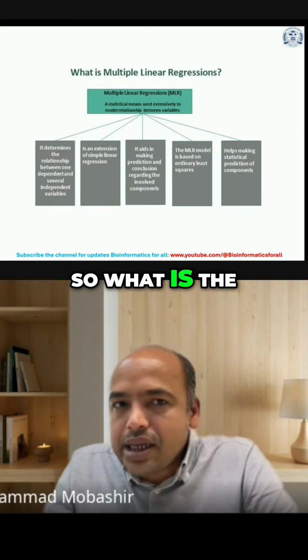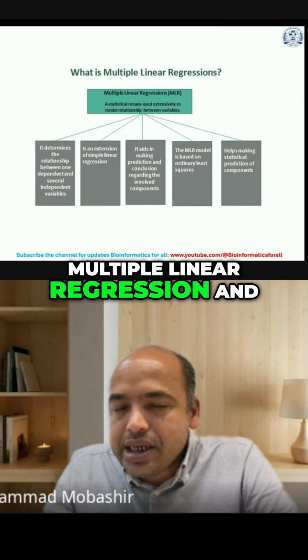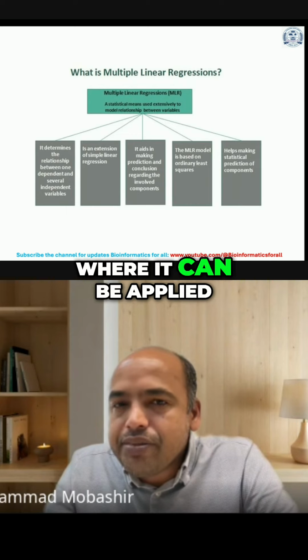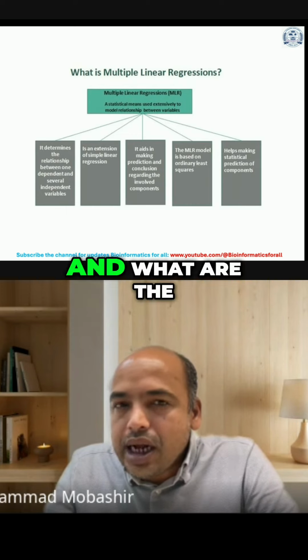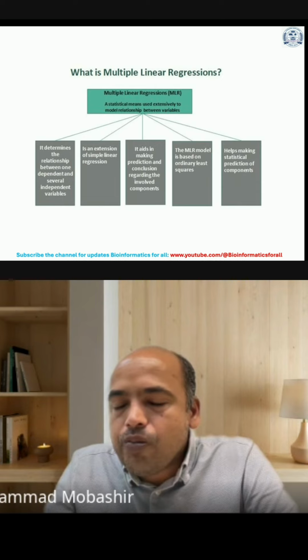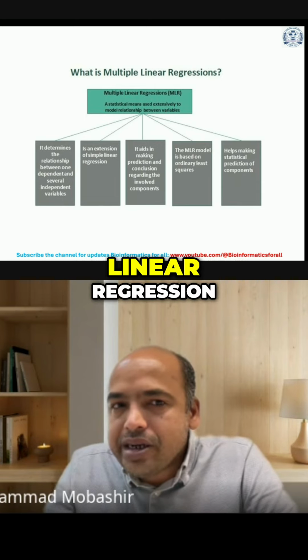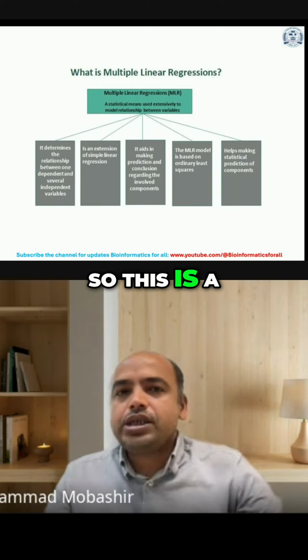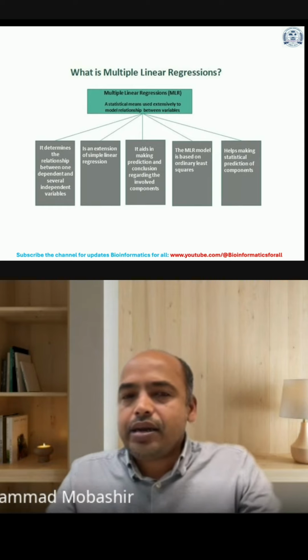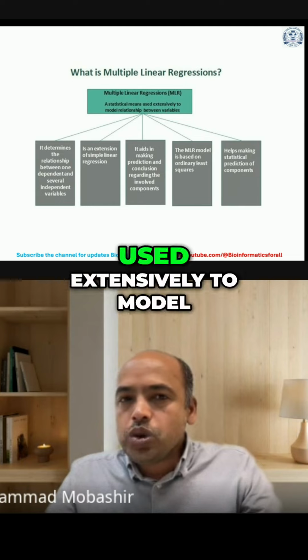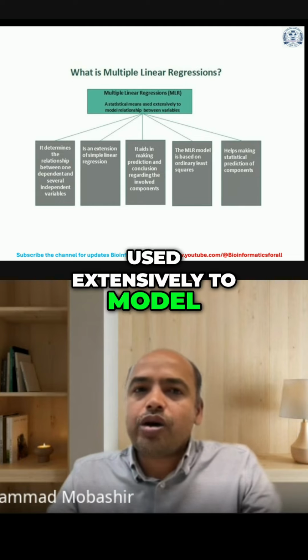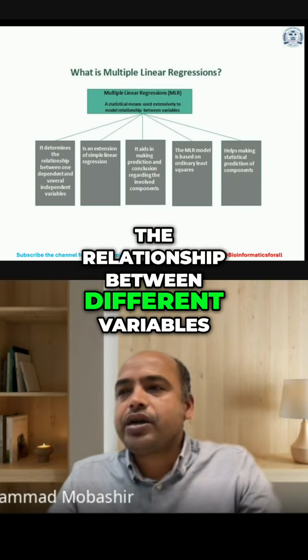So what is multiple linear regression and where can it be applied, and what are the pros or applications of multiple linear regression? So this is a statistical means used extensively to model the relationship between different variables.